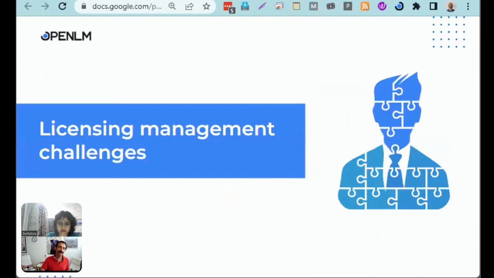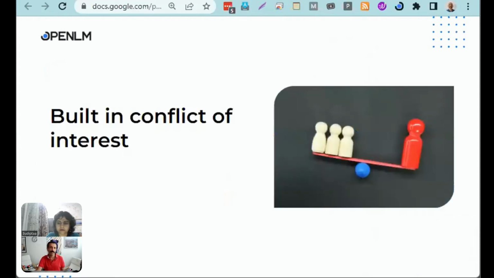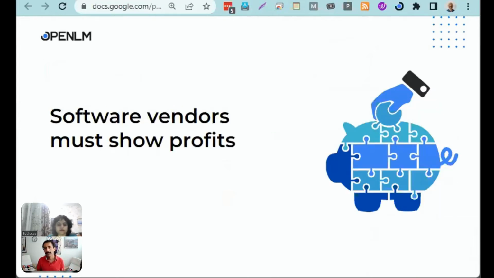So let's dive into the license management challenges. The first thing that I would like to talk about is the built-in conflict that exists between the customer and the vendor. Let's start with the point of view of the vendor. The vendors, in order to survive and exist as a company, must show profit. They must show that they are making money for the investors. And this is a very challenging thing to do.